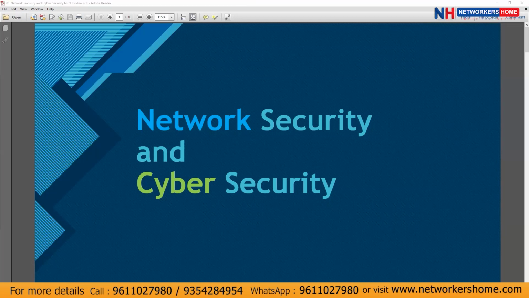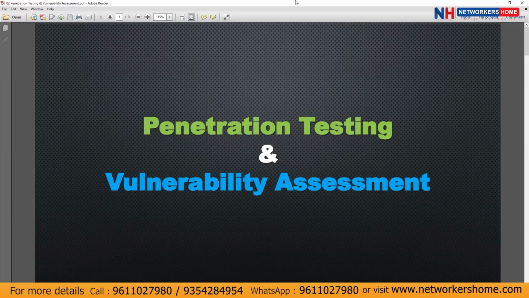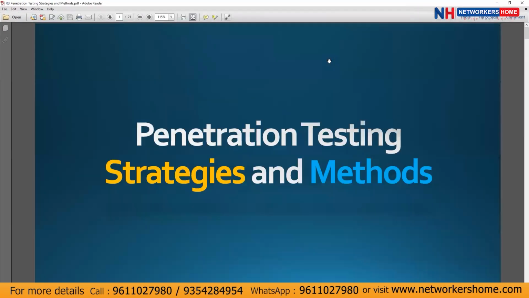Then we discussed the second topic, the difference between pen testing and vulnerability assessment. Here also some students are confused about what is cyber security, what is pen testing, what is vulnerability assessment. Some people also confuse it with forensic investigation, so we discussed that kind of concept here. And then we discussed penetration testing strategies and methods: what kind of strategy we need to keep in mind, how a penetration professional can do this, and what different methods they can use.